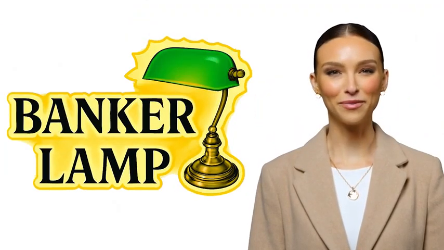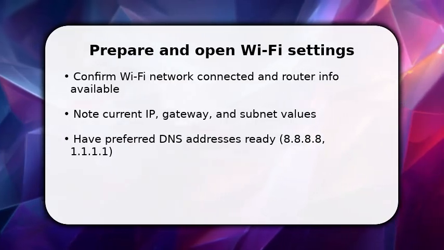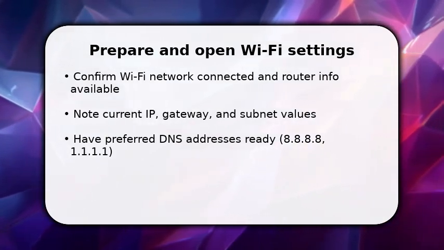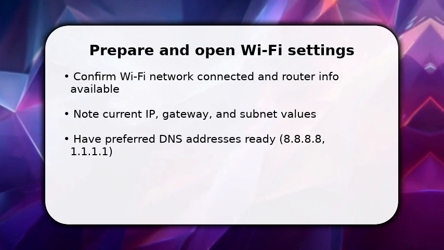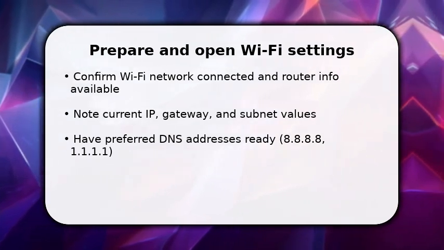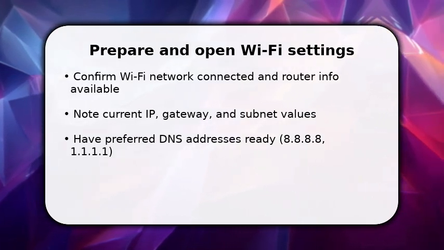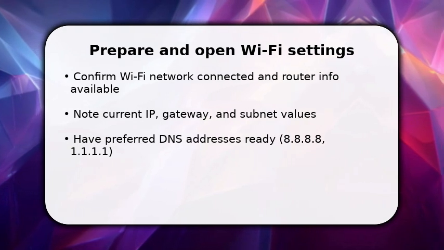Please enjoy the video. You start with essentials. Stay on the Wi-Fi network you intend to change and note the current IP, gateway, and subnet so you don't create conflicts. Once ready, open Settings, tap Connections, then Wi-Fi. Long press the active network and choose Modify Network.